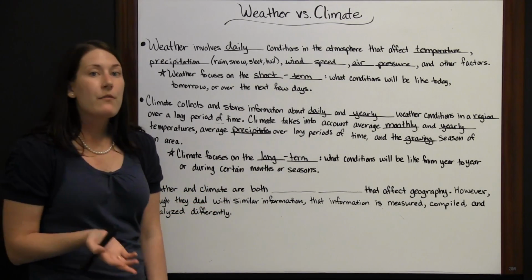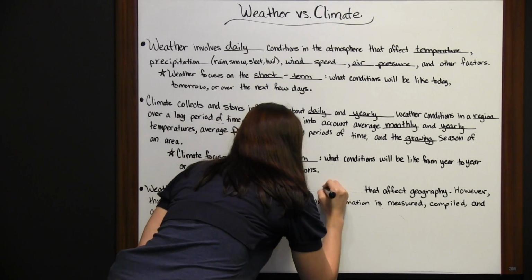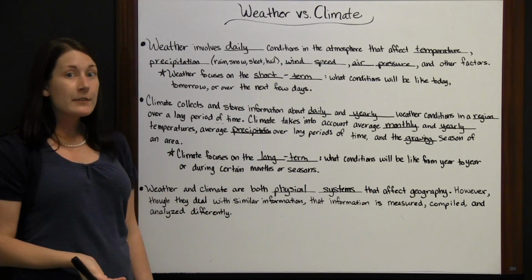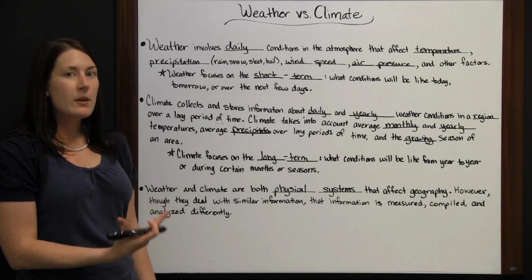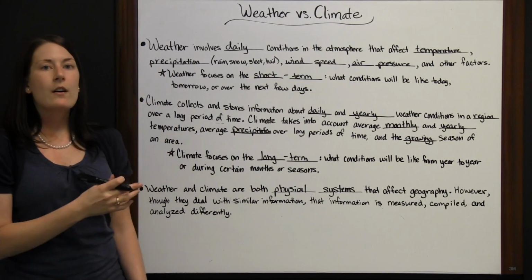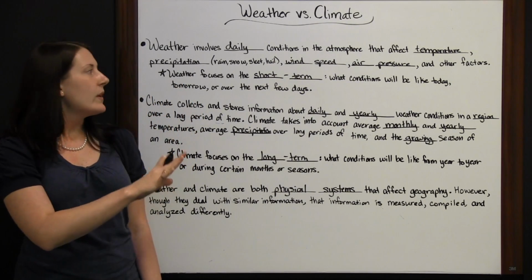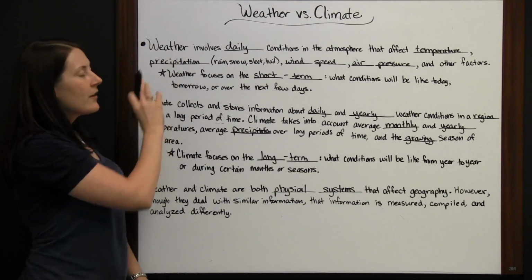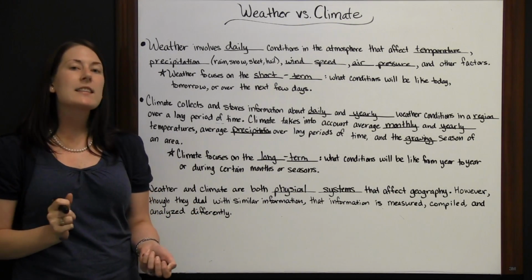So weather and climate are both physical systems that affect geography. However, though they deal with similar information, that information is measured, compiled, and analyzed differently. So just remember, weather is going to involve the more day-to-day events dealing with temperature, precipitation, wind speed, air pressure, anything weather-related is going to be weather if it's short-term. Is it happening today, tomorrow, in a 10-day forecast?